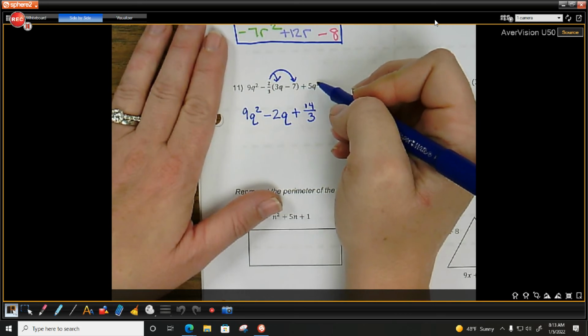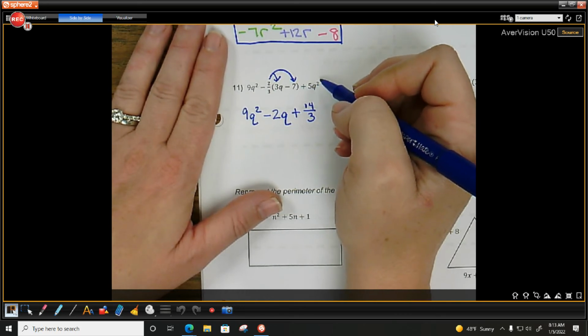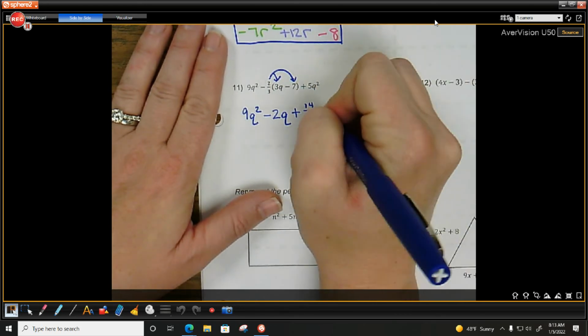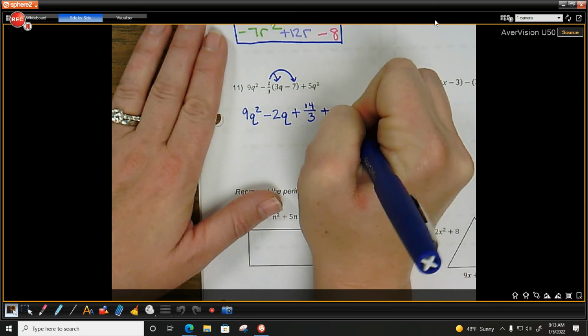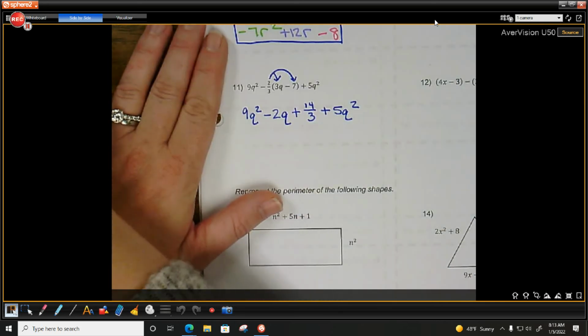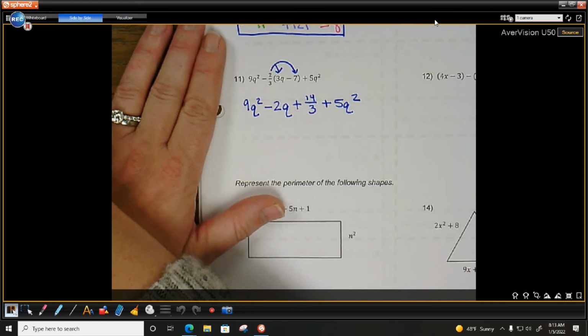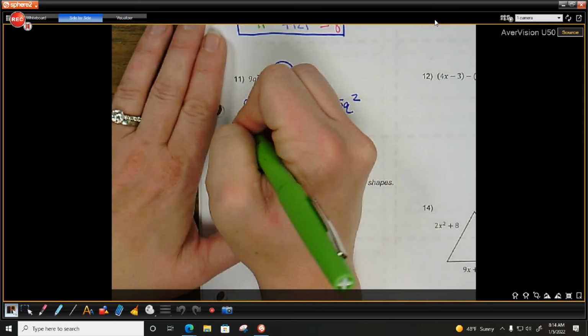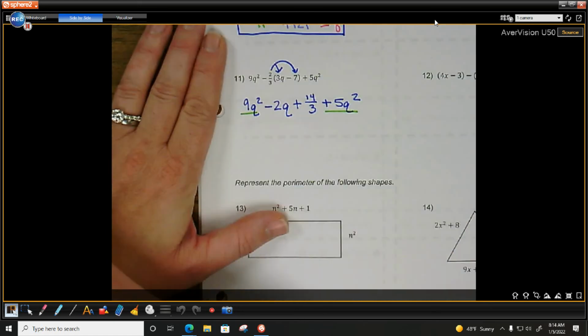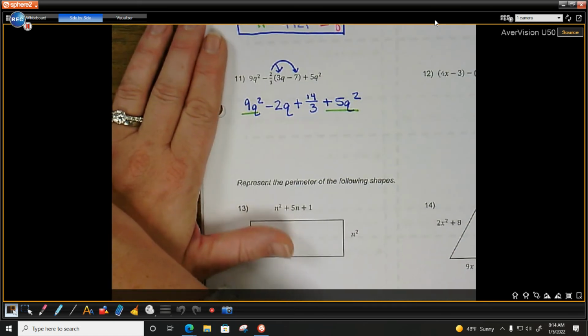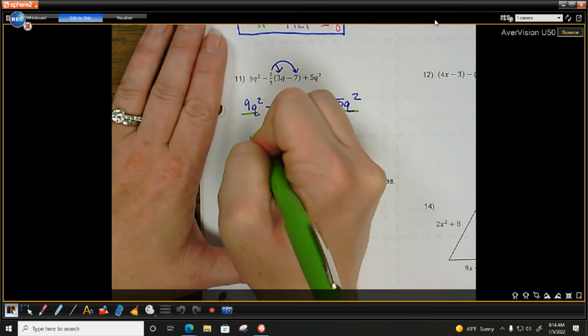No, because the 5q squared is not in parentheses. So just drop down your plus 5q squared. Okay, now we're going to look at our like terms. Do I have any like terms here? What are they? 9q squared plus 5q squared. So what's 9 plus 5? 14. So I have 14q squared.